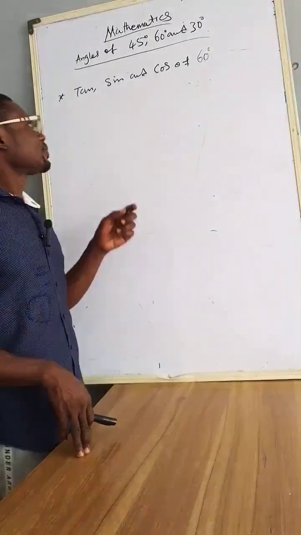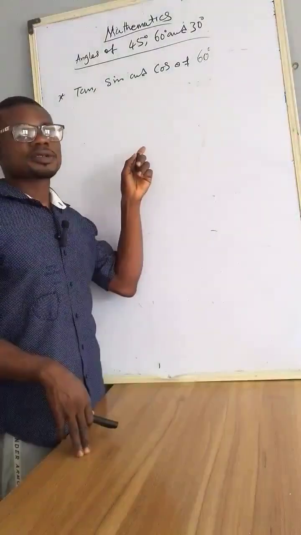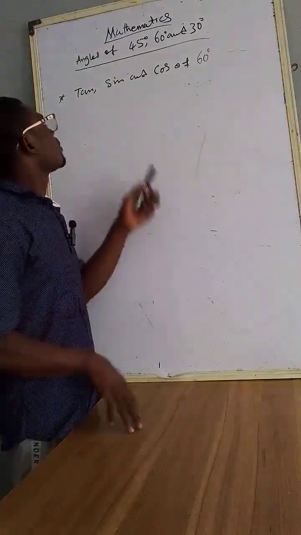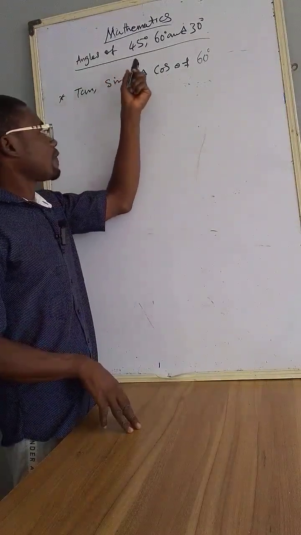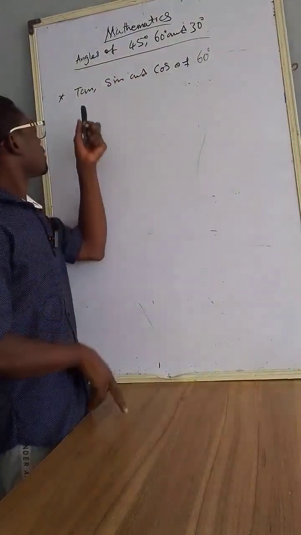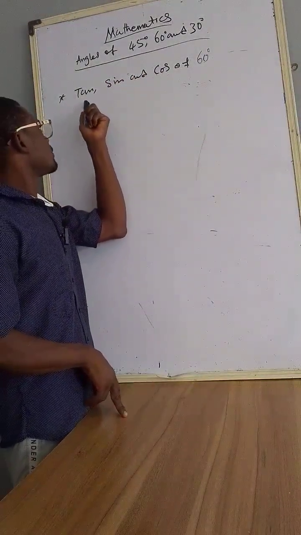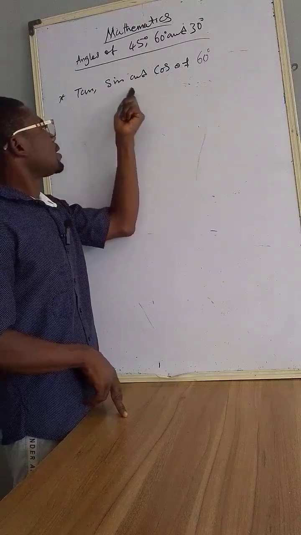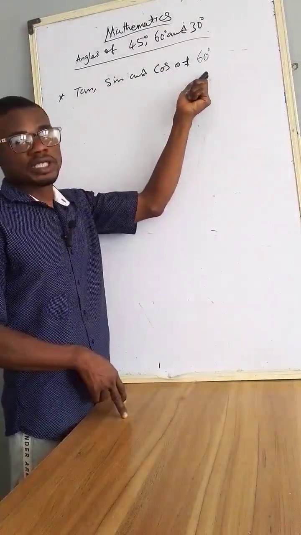All right, we have a question here that I want us to solve together. It's under angles of 45, 60, and 30 degrees. Okay, we want to look at tan, sine, and cos of angle 60.